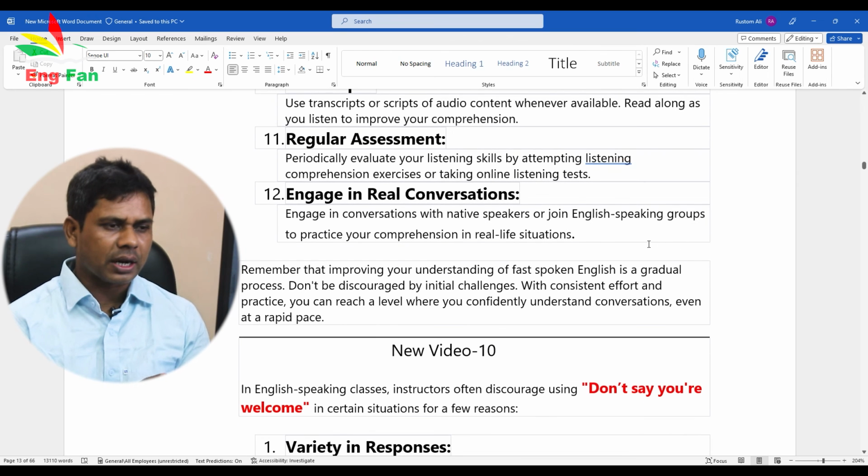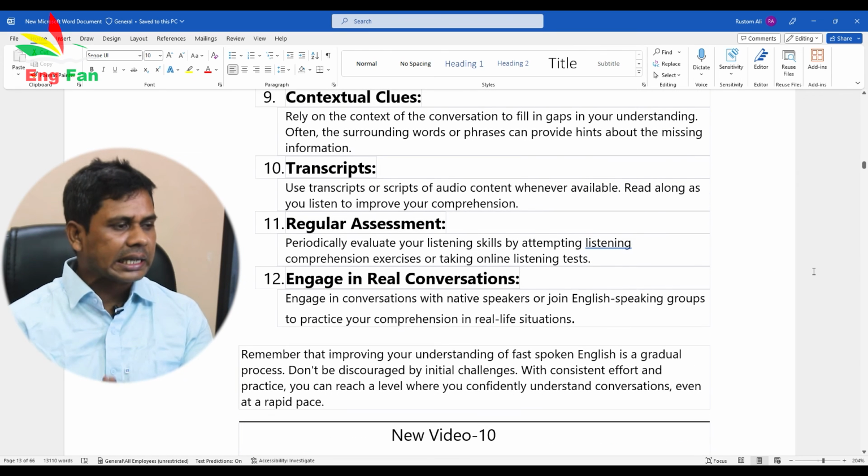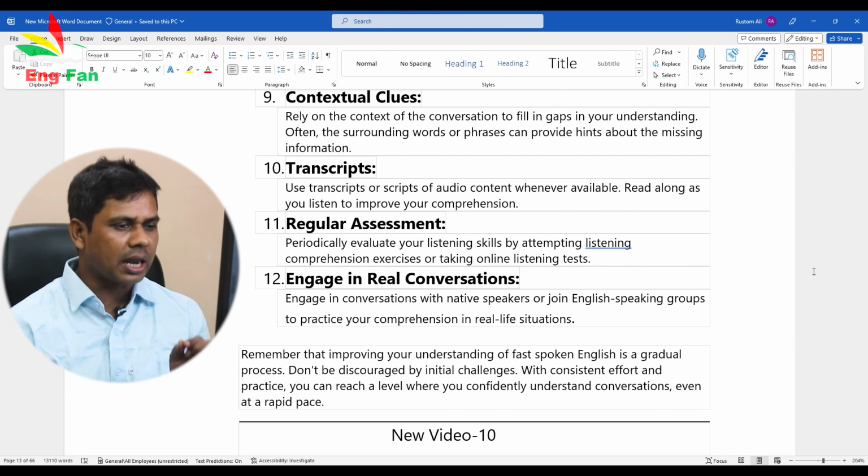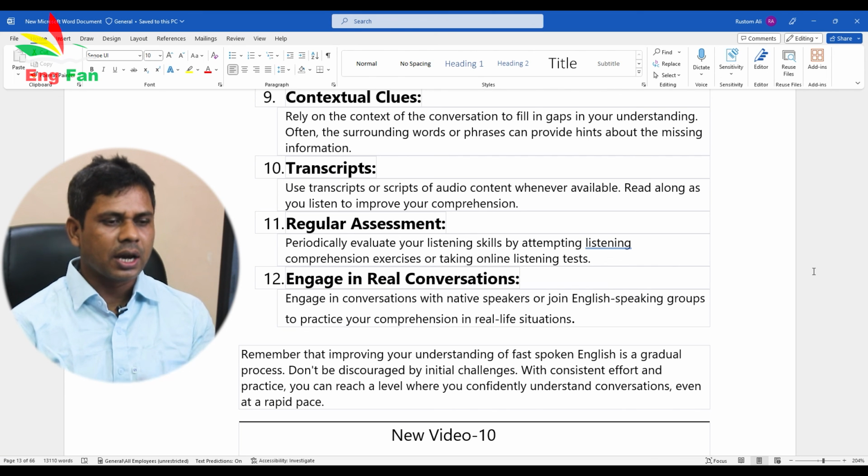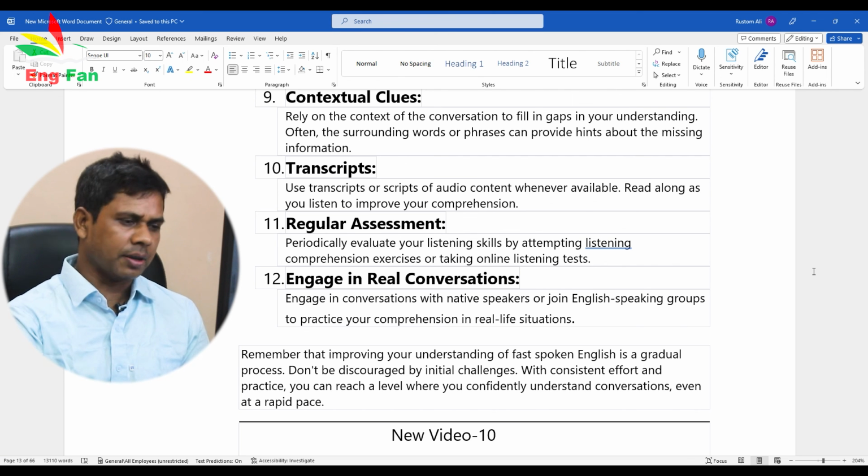Remember that improving your understanding of fast spoken English is a gradual process, not a fast process. Don't be discouraged by initial challenges. With consistent input and practice, you can reach a level where you confidently understand conversation at a fast pace.